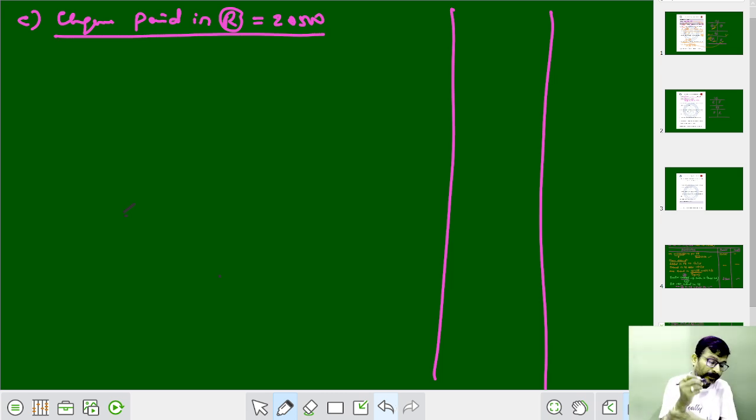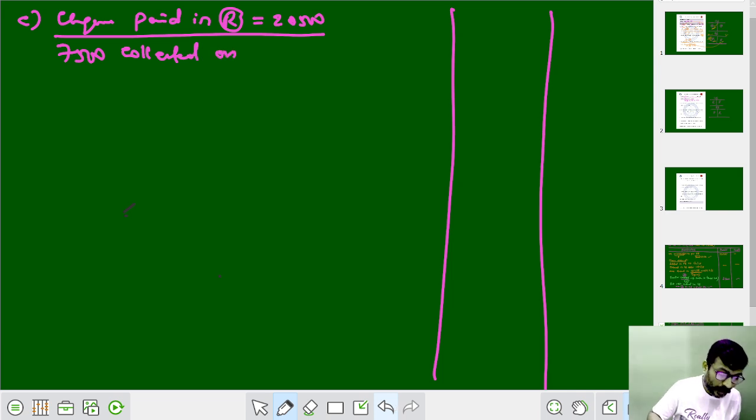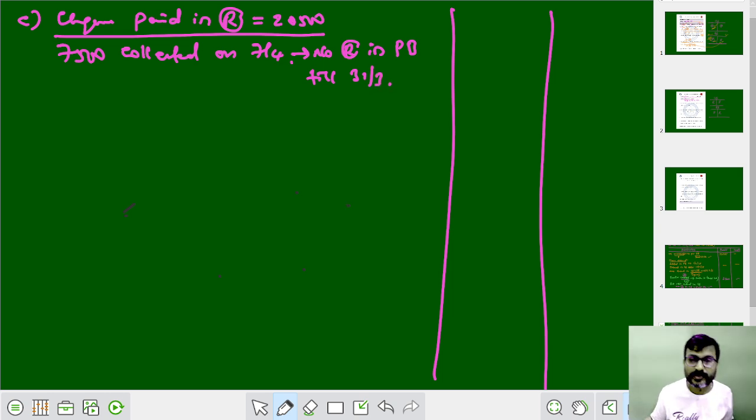What happened here? 7,500 collected. When is it being collected? On 7th April. Means no receipt in passbook till 31st March. No receipt in passbook means no credit in passbook. So what do we have to do? We have to take it in the credit side with an amount of rupees 7,500.